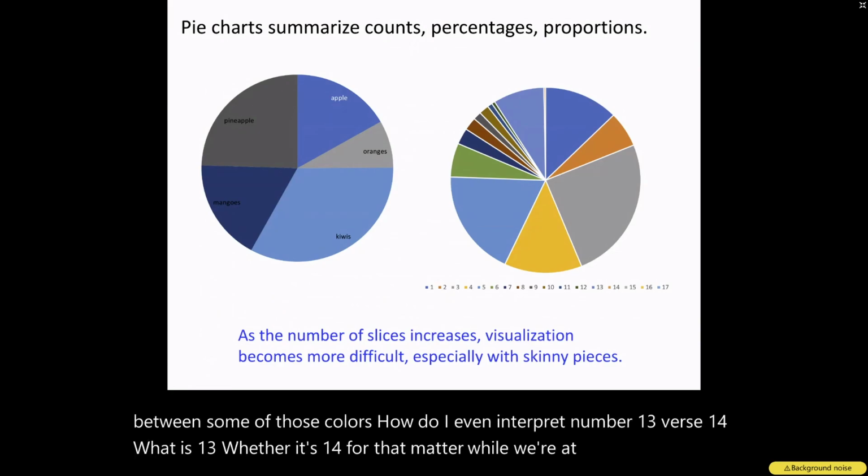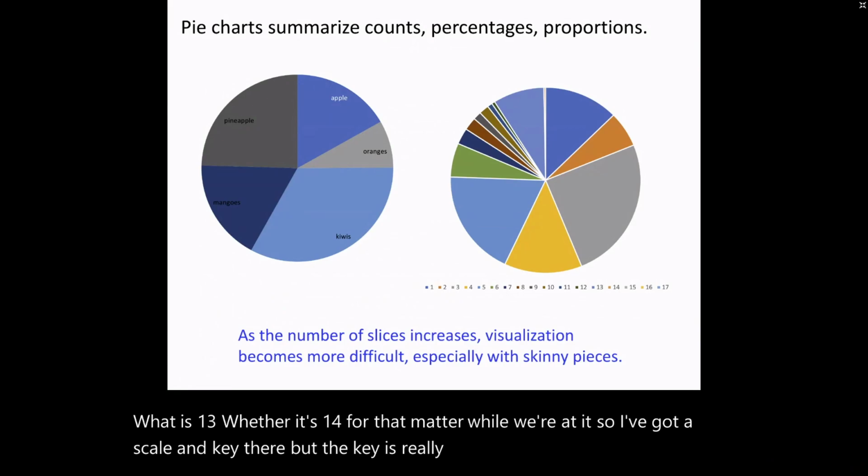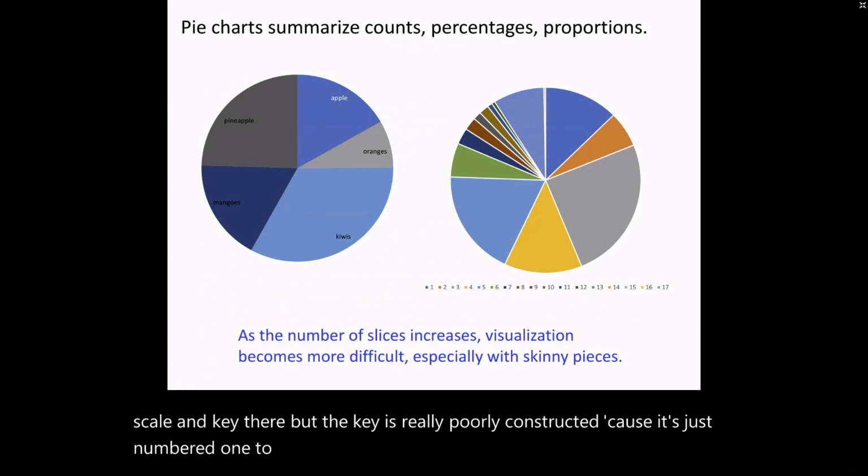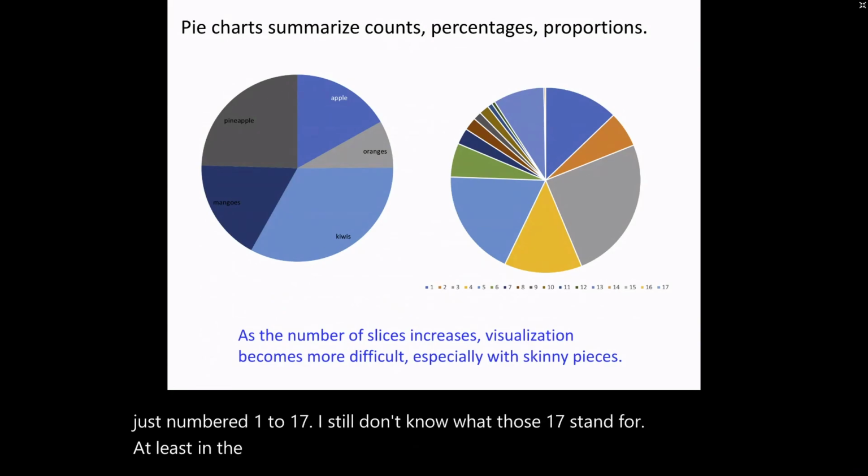So I've got a scale and key there, but the key is really poorly constructed because it's just numbered 1 to 17. I still don't know what those 1 to 17 stand for. At least in the one on the left, I kind of know I'm looking at different fruit. Okay, so it's just something to keep in mind.